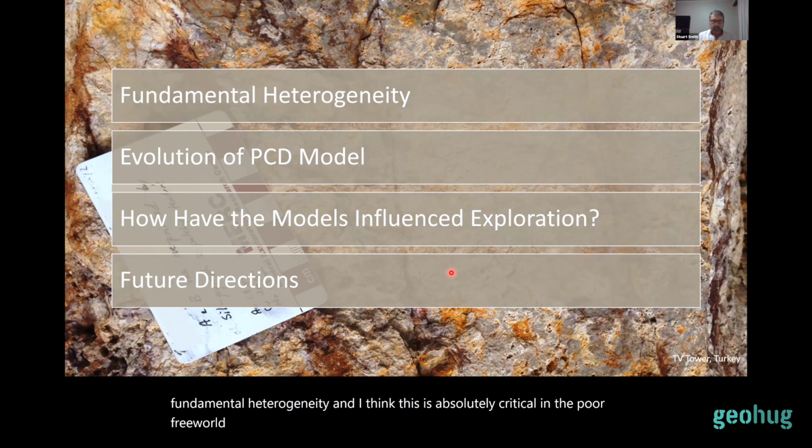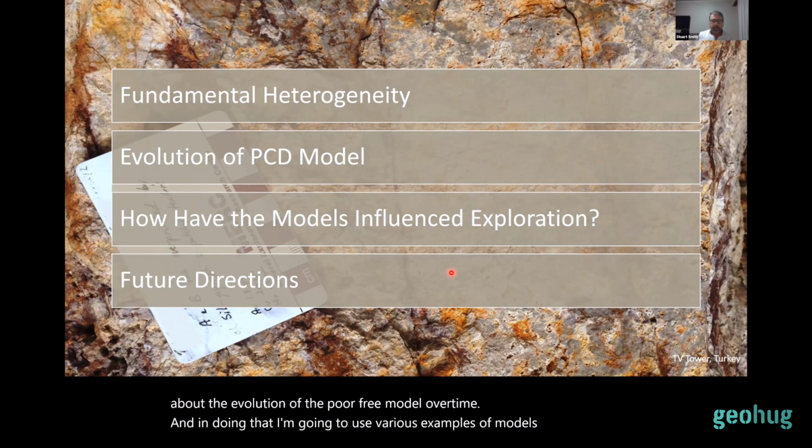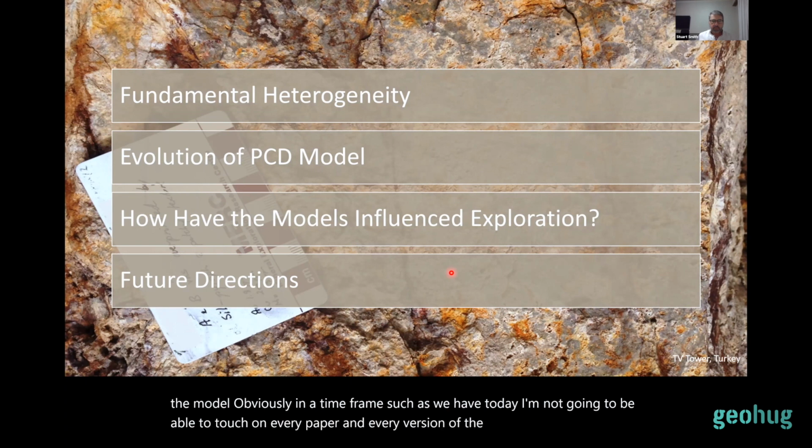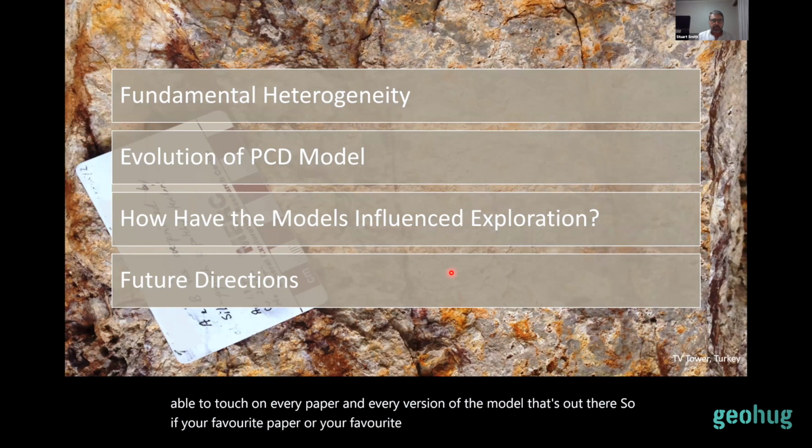Then I'm going to talk about the evolution of the porphyry model over time, and in doing that, I'm going to use various examples of models and iterations of the model. Obviously, in a time frame such as we have today, I'm not going to be able to touch on every paper and every version of the model that's out there. So if your favourite paper or your favourite author doesn't get a run today, don't get angry at me. We can talk about it later, but it's a summary I'm doing here.